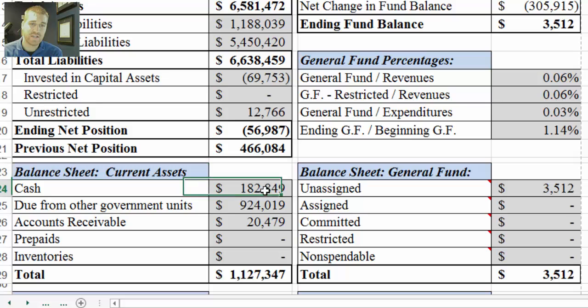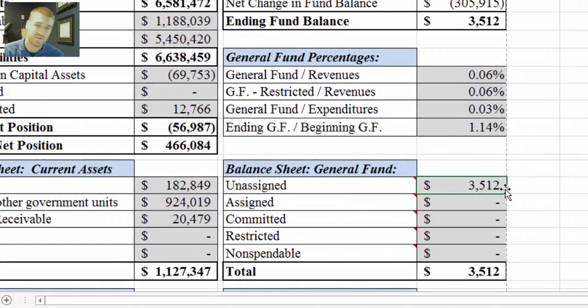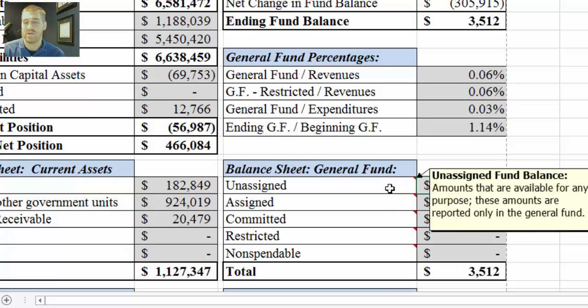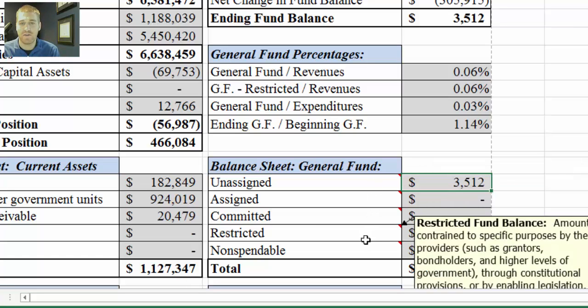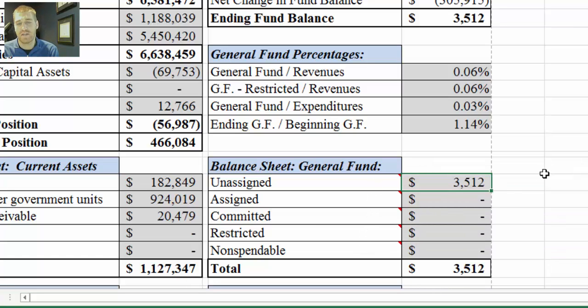Here's the current assets. These should match up with what we just looked at. And then here's the one unassigned amount. Just so you know, unassigned is amounts that are available for any purpose. These amounts are reported only in the general fund. There are different classifications. I won't get into those since University Academy doesn't have those. But these definitions are directly in the audit, so you can look those up if you don't know what they are.